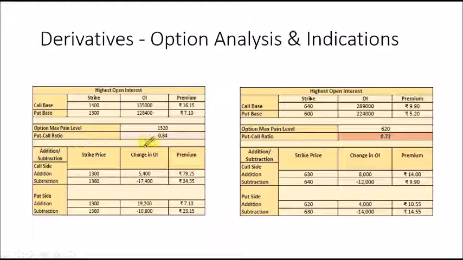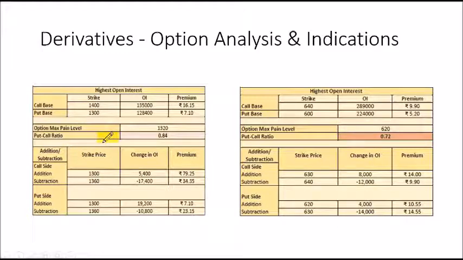Put call ratio. Many of you might know what this 0.84 means. 0.84 means the put contracts are 0.84 times the call contracts. That means the put holders are fewer than the call holders.